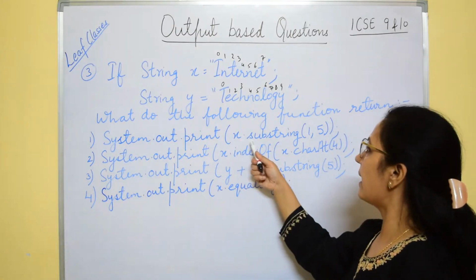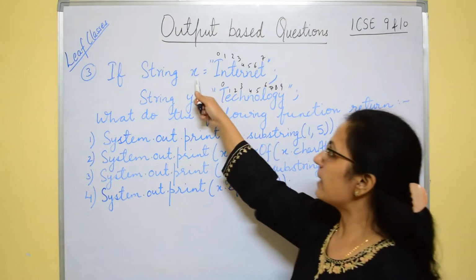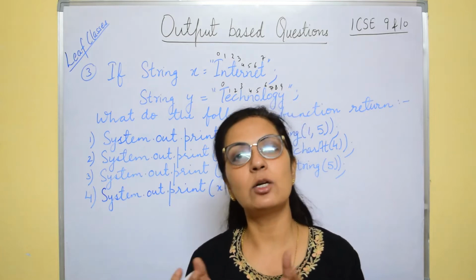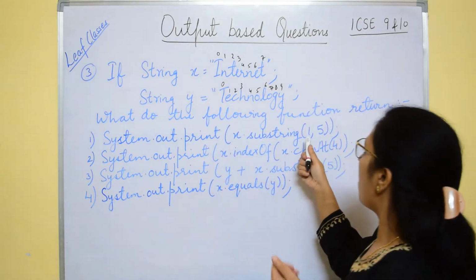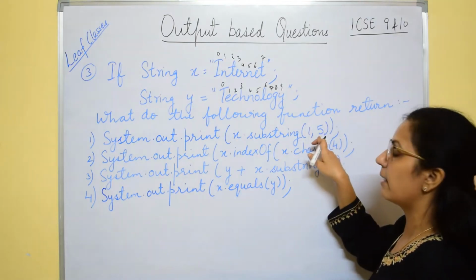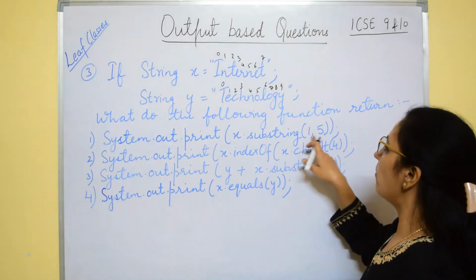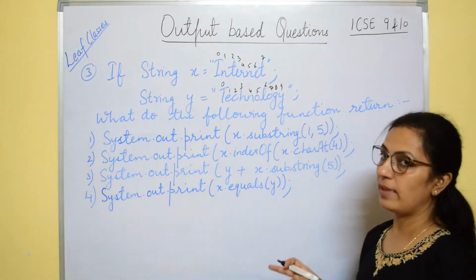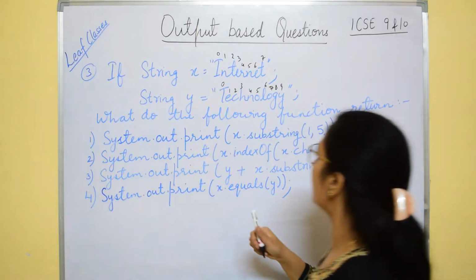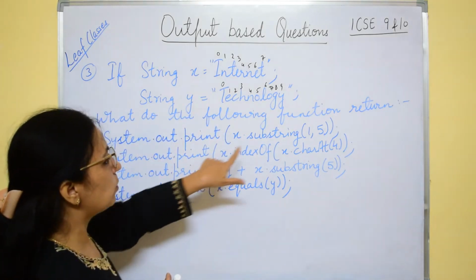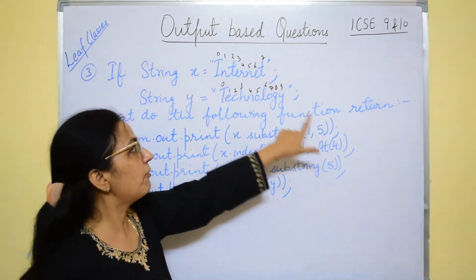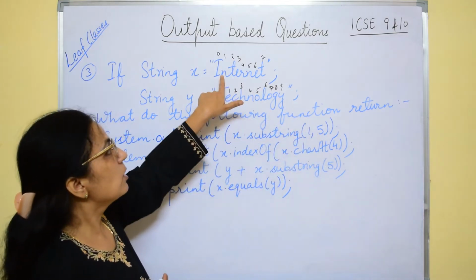The first one is x.substring. From the x string, the substring function is used to extract a part of the given string from this index number to this index number, excluding the given end index number. That means from 1 to 5 excluding 5, that means 1, 2, 3, 4. So these 4 characters will be extracted. So the output of this statement will be from 1 to 4. It is mentioned here 1, 5, so 5 will not be included. So from 1.